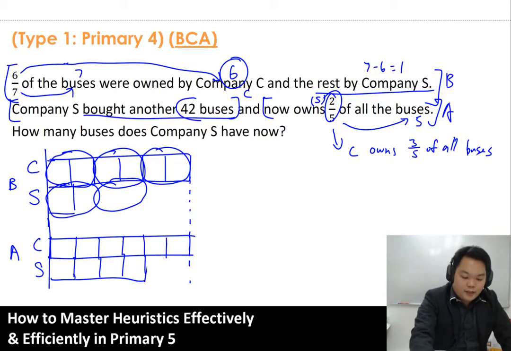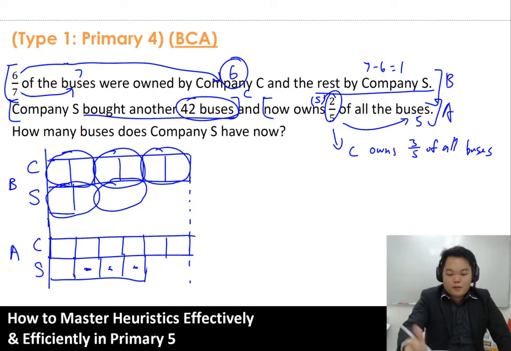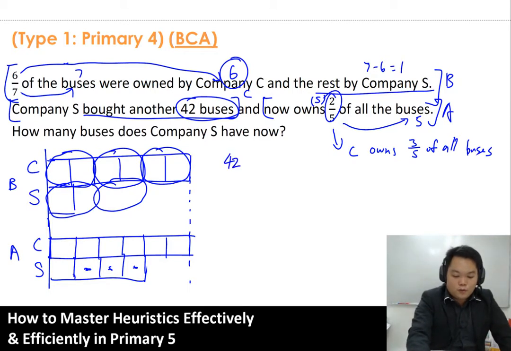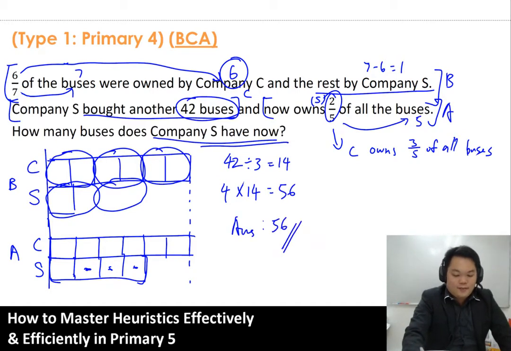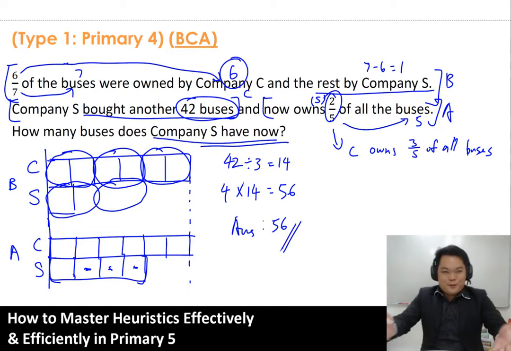We observe that the change of 42 buses came from these 3 blocks, so we can say that 42 divided by 3 gives you 14. How many buses does Company S have now? That will be 4 blocks or 4 units. So 4 times 14 will give you 56. Answer is 56. Very nice, right, the model?